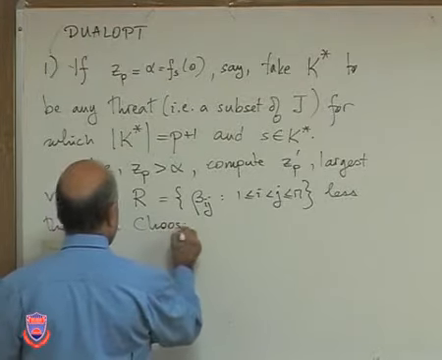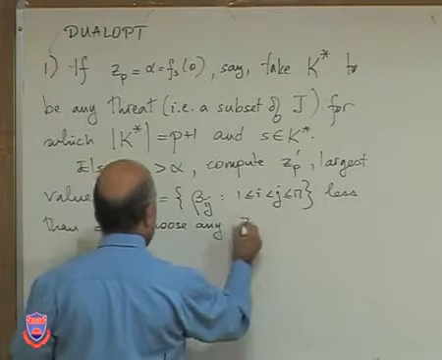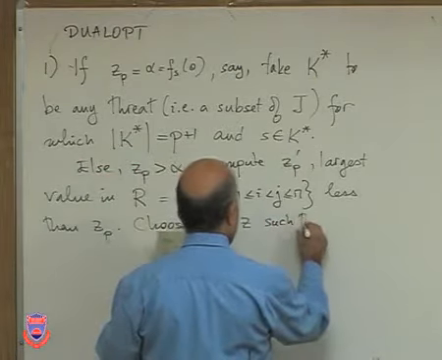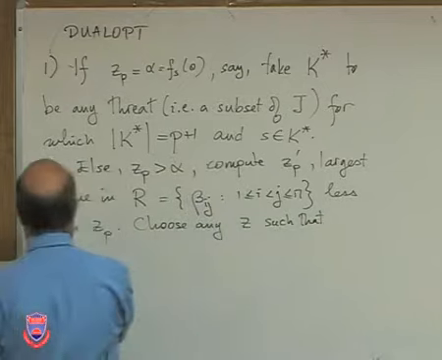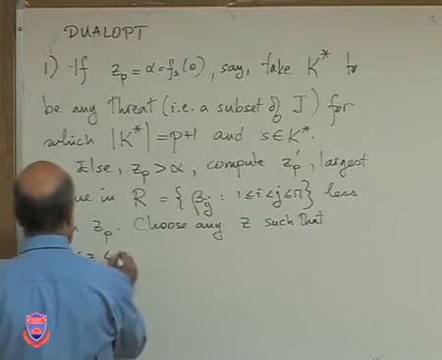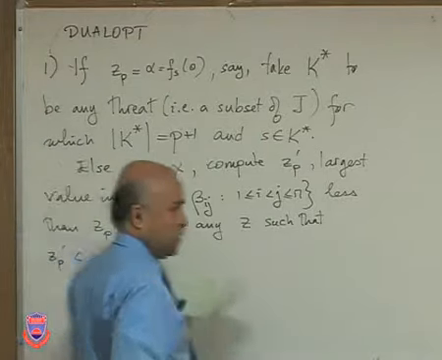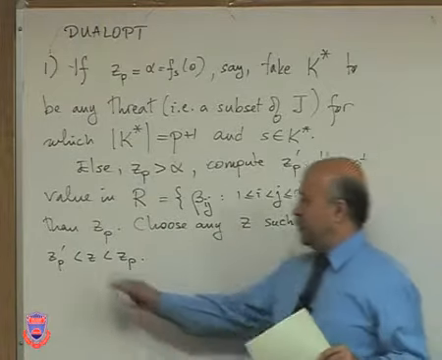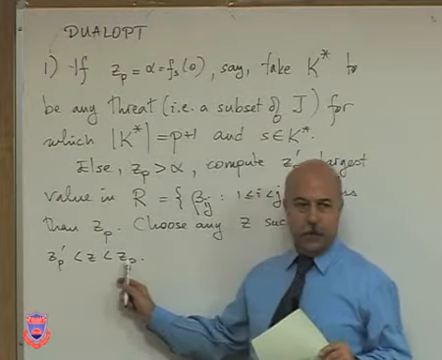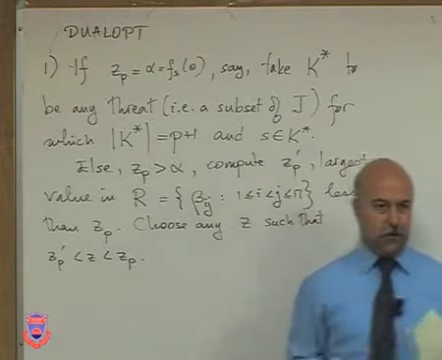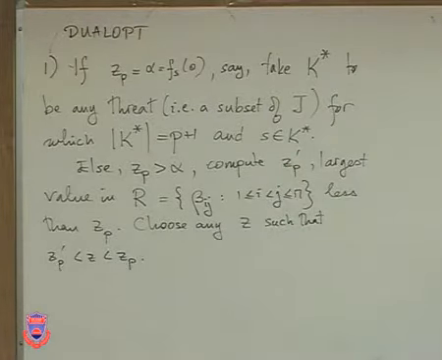Then choose any value z such that z is strictly between ZP prime and ZP. Now, because ZP prime is strictly less than ZP, by definition, there's a choice for z. Okay? So whenever you do something, you make sure that you are actually able to do it.